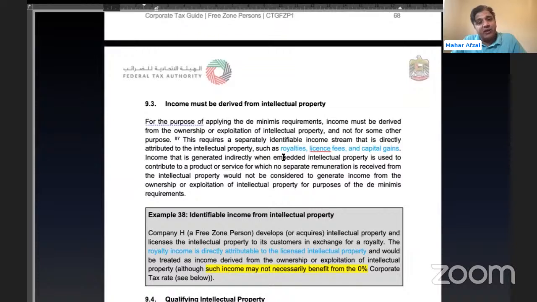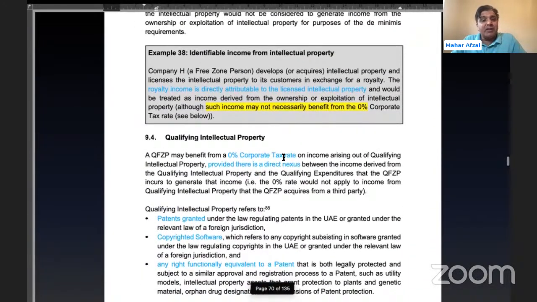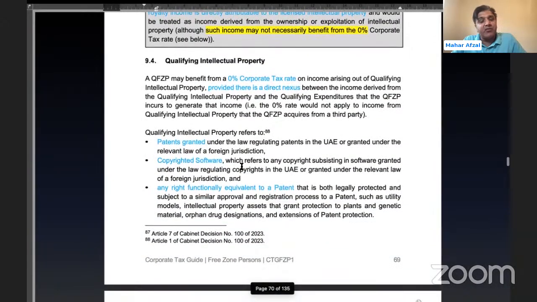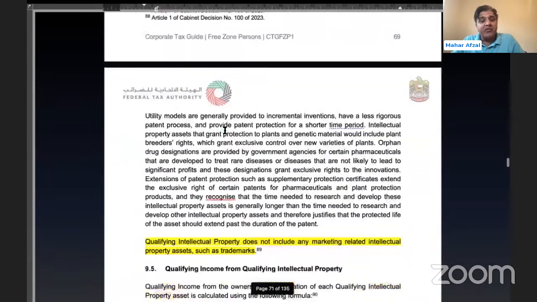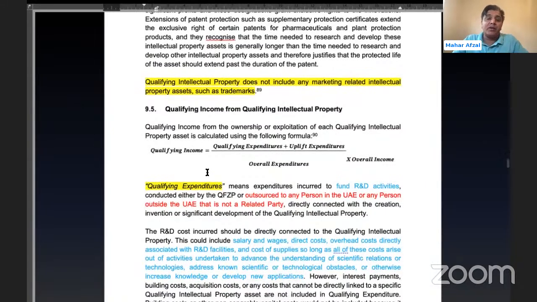You have developed the software, you are selling it, and from that you are generating the income. And once you are generating the income, this is a qualifying intellectual property. From that property, you are generating the income. Income can be from granting the rights, basically selling the software. From there, you are generating the income, and you need to apply this formula to calculate the qualifying income of the qualifying intellectual property.